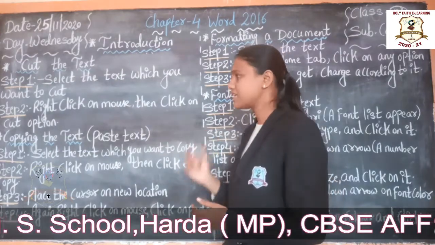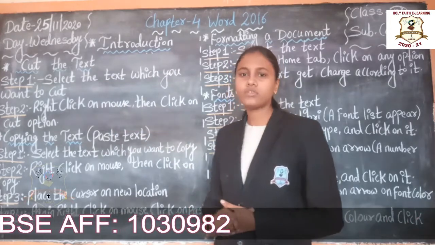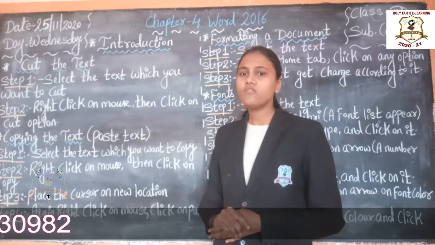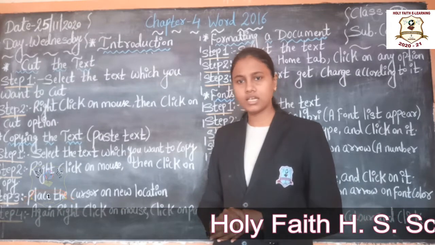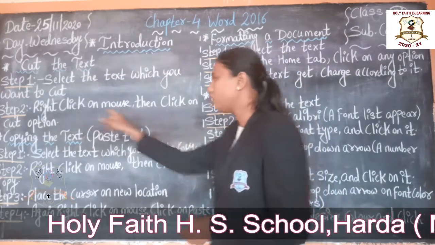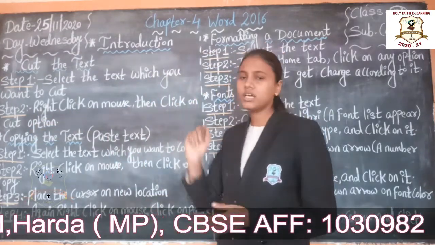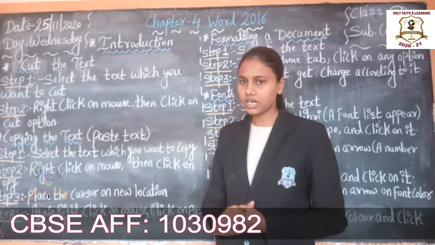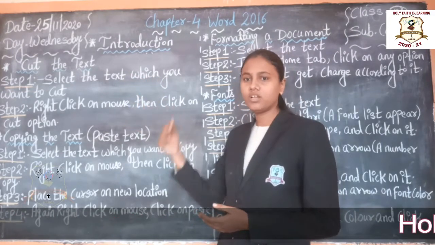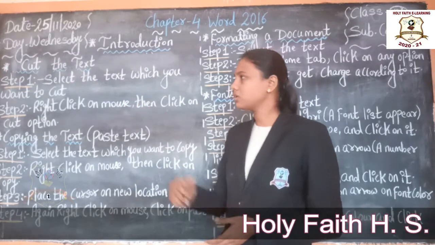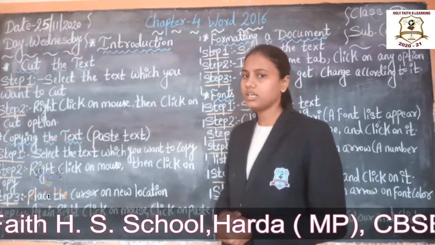After selecting the text, in the second step, right click on the mouse. When you right click, one dialog box will appear on the screen. In that you will get the option of cut. Then you have to click on that option cut. When you click on cut, the text which you want to cut will disappear. Clear, all of you?